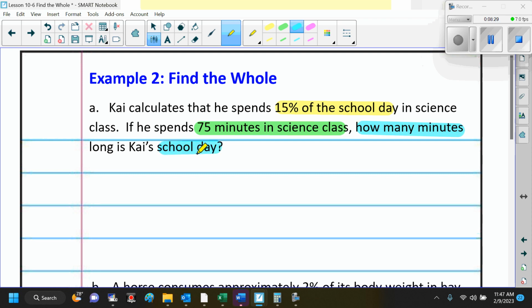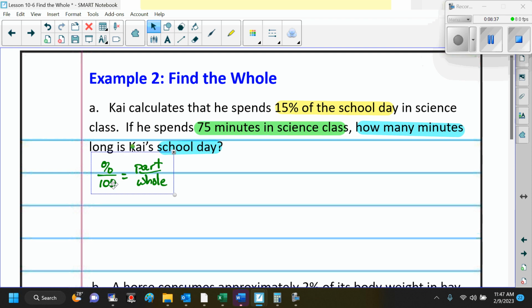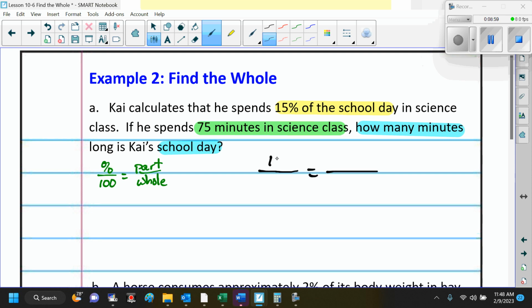All right. So again, the first thing we're going to do all the time is write the important information and put your formula down. Okay? You always write your formula. Percent over 100 equals part over whole. So, in this problem, the percent is right hitting you in the face, right? So that's going to be 15 over 100. Now, with the green highlight and the blue highlight, which one is the part and which one is the whole?